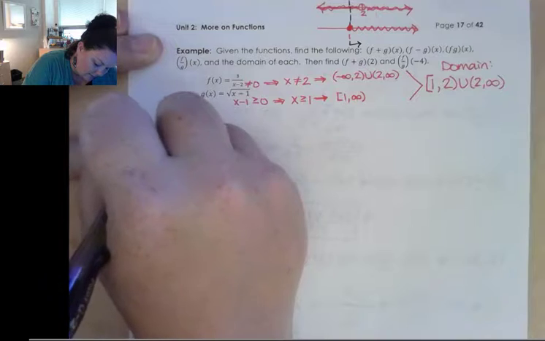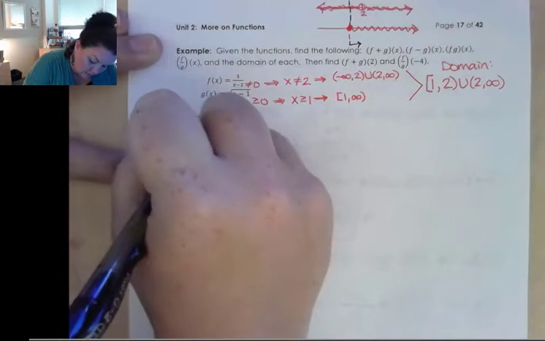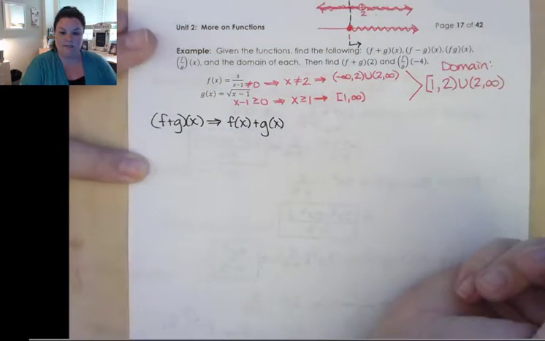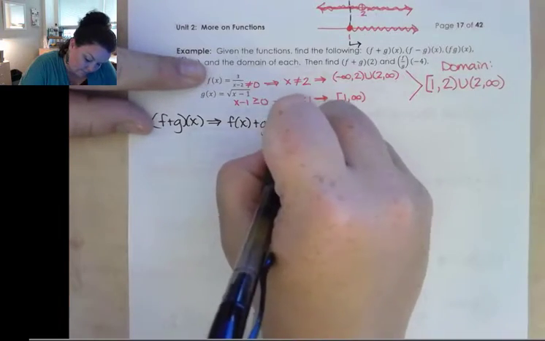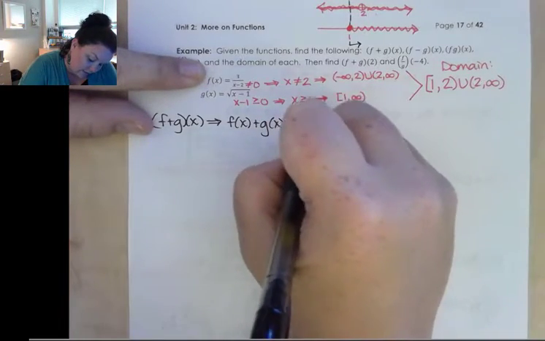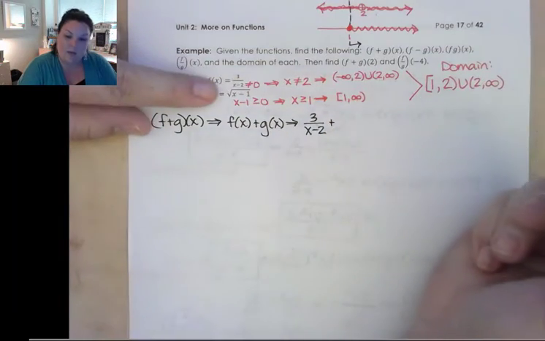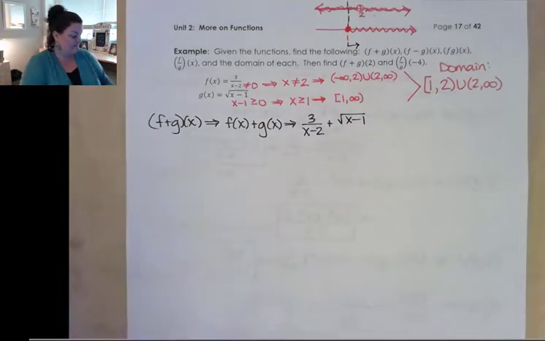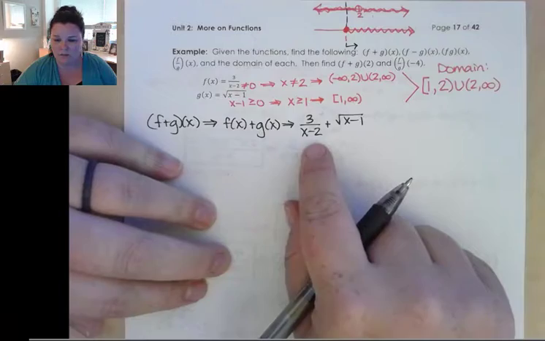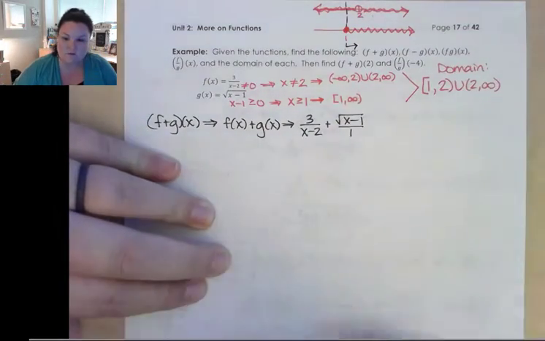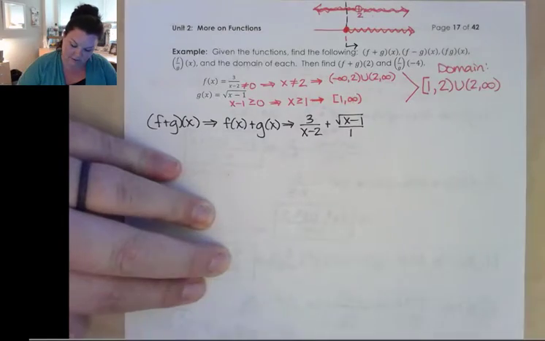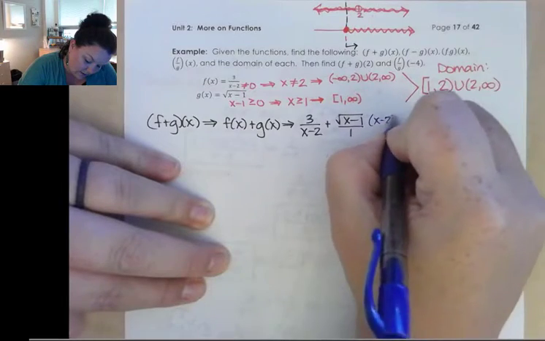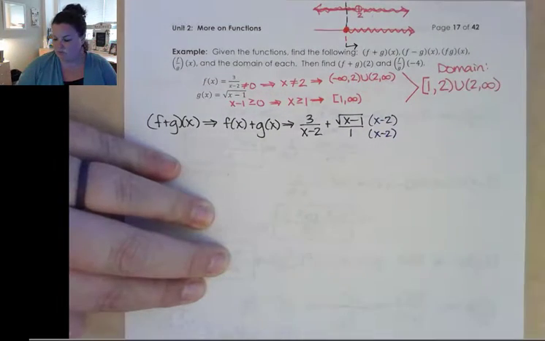So the first one is f plus g of x, which says that we're taking our f function and we're adding our g function to it. So our f function is 3 over x minus 2, and to that we are going to add our square root of x minus 1. Okay. Now, in order to combine these, we would need a common denominator. So this would be like the square root over 1, right? And our common denominator would be x minus 2, which this one doesn't have. So I would have to multiply on top and bottom by x minus 2, right?